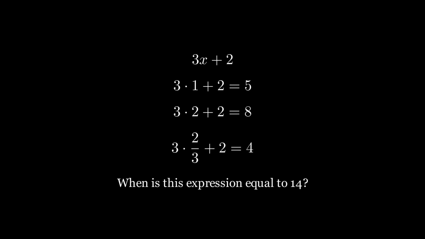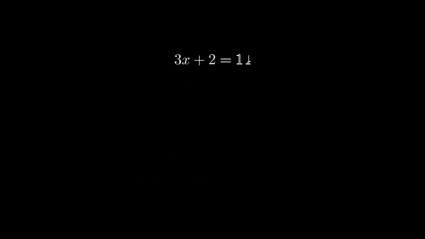To solve this, we'll turn our expression into an equation. 3x plus 2 is equal to 14. Thus, an equation is a mathematical statement that expresses the equality of two expressions. Here it's 3x plus 2 and 14, by connecting them with an equal to sign. Now let's solve it step by step.